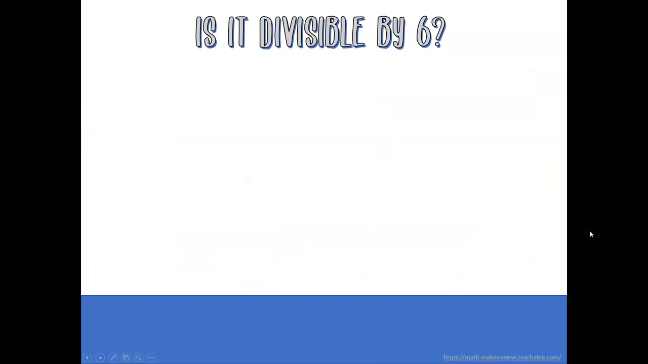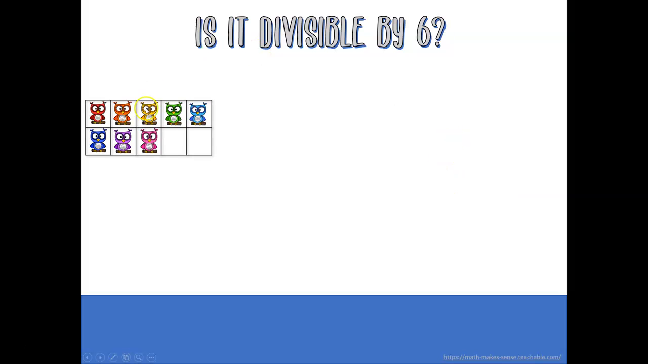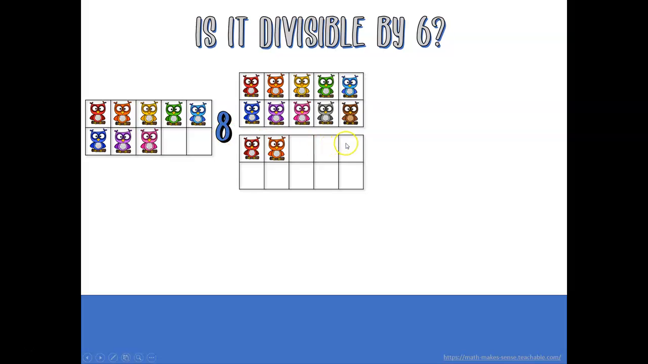Okay, let's look at 6. Is it divisible by 6? So we're going to take a look first and then develop our rule for what's happening. So 8 owls, we can get one group of 6, but then there's 2 left over, so 8 does not work. 12, we can get one group of 6, and then another group, 1, 2, 3, 4, 5, 6. So 12 is divisible by 6.